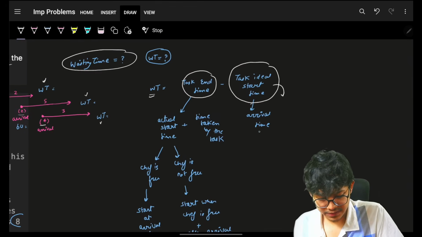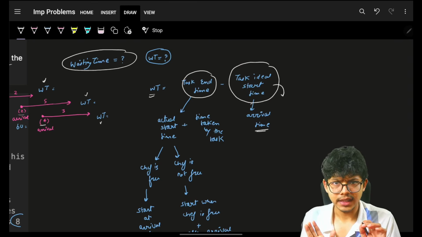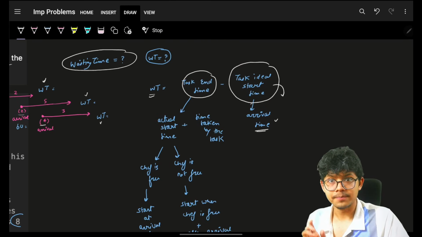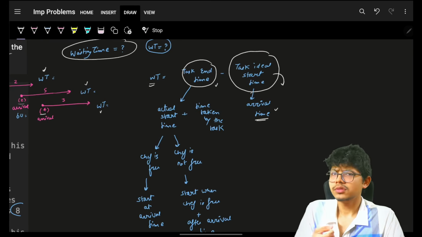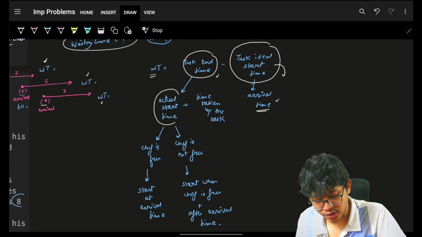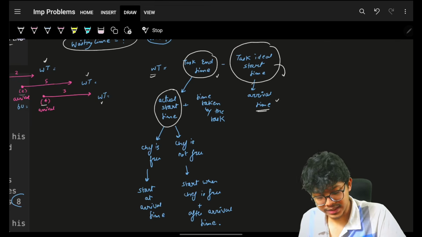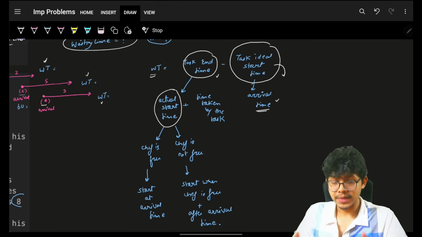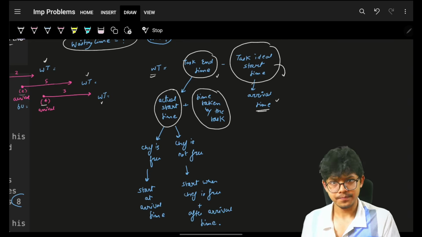So this will be the arrival time. Task ideal time should be the arrival time. But task end time will depend upon when the customer came in. So it is, sorry, when the chef got free. So it is the actual start time of the food making and the time taken by the actual food to be made, right?